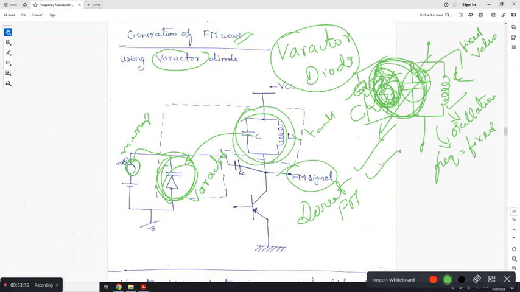UJT. What is UJT? What is BJT? What is UJT? What is FET? So you can use UJT also to generate an FM wave. We use a capacitance.